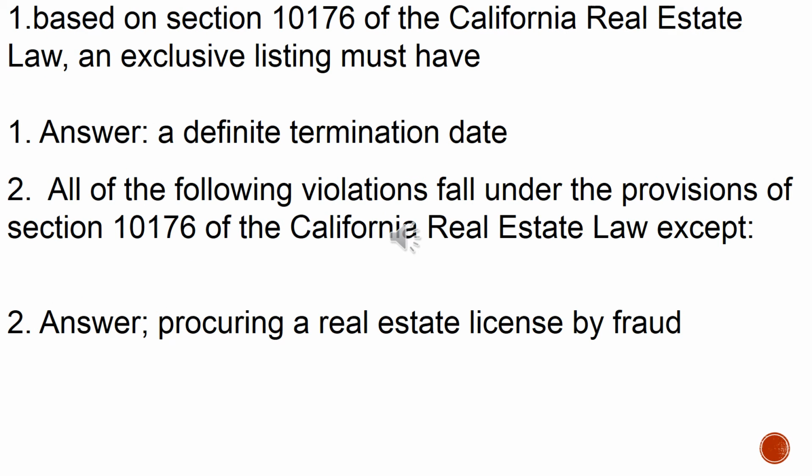Question number 1. Based on Section 10176 of the California Real Estate Law, an exclusive listing must have: answer, a definite termination date. Question number 2. All of the following violations fall under the provisions of Section 10176 of the California Real Estate Law except: answer, procuring a real estate license by fraud.